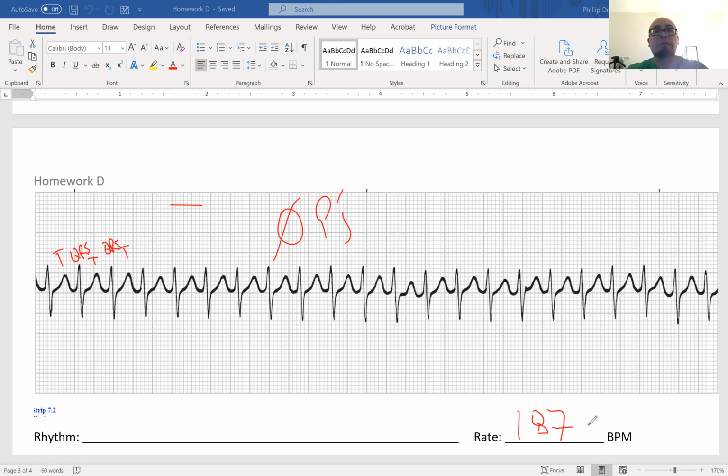When we don't have P's and we're fast like that, we have SVT. Remember, that's our generic term because we're just calling it supraventricular, above the ventricles. Okay, I don't really know whether it's coming from the atrium or the junction. So that's why we use the generic term supraventricular tachycardia.